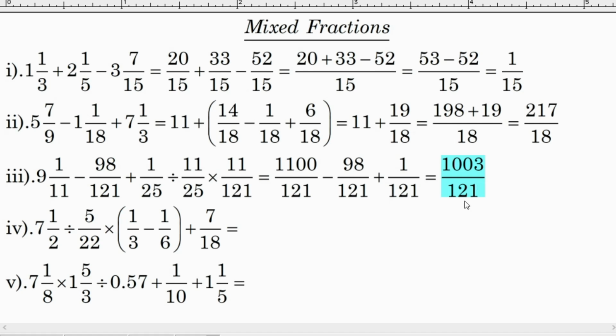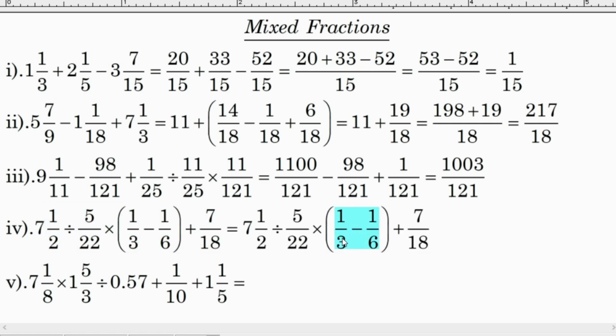Okay, let's move to question number 4. We have 7 1/2 divided by 5 divided by 22 multiply with the number in the parentheses here and then plus 7 divided by 18. So the first thing that we have to do, as the order of operations rules, we have to calculate any number in the parentheses. So we have to find the same common denominator.